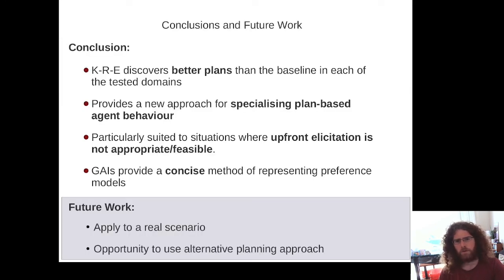In conclusion, our approach discovers better plans than the baseline in each of the tested domains. It provides a new approach for specialising plan-based agent behaviour, which is particularly suited to situations where upfront elicitation is not appropriate. Generalized additive utility models provide a concise method of representing preference models. This is the way we actually model preferences. You can see in the paper. Our future work is to apply to a real scenario and to look at opportunities for using different planning approaches. Okay, thank you.